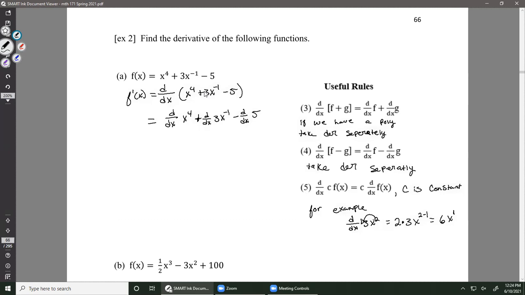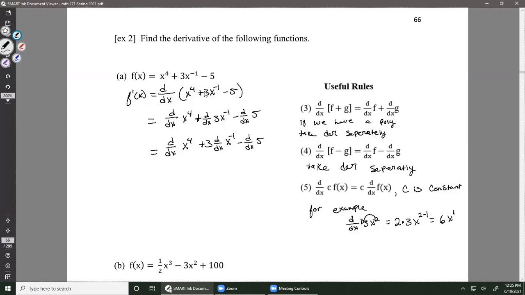And then we have that constant on the second term, 3x to negative 1. That 3 is a constant. It can be moved out. So I get d dx of x to the fourth plus 3 d dx of x to negative 1 minus d dx of 5. Okay, now I have my derivative surrounding either x's or constants.